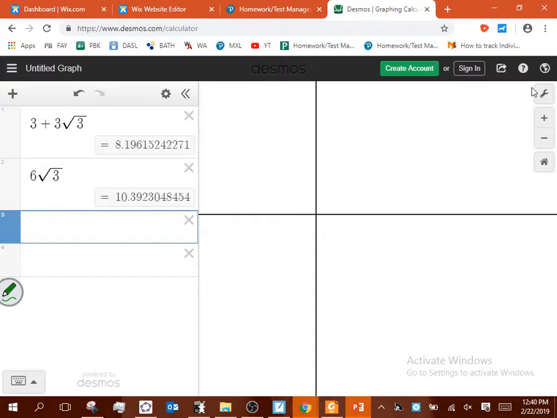Does that make sense? So if my 3 plus 3 radical 3 was my initial value, do I think I can change it to 6 radical 3? Evaluate both of them and see if they're the same. If they are, then yes, that rule works, so I can keep using it. If not, I got to figure something else out. Okay? I think that process is very useful if you understand how to use it.